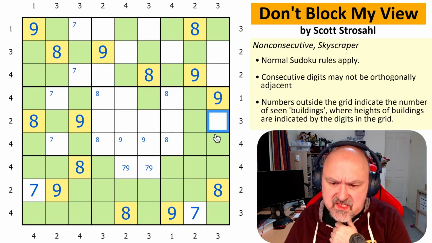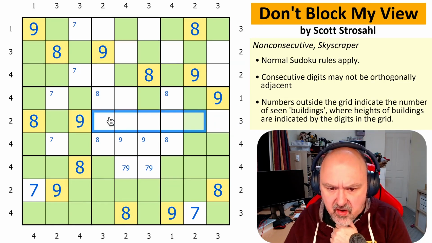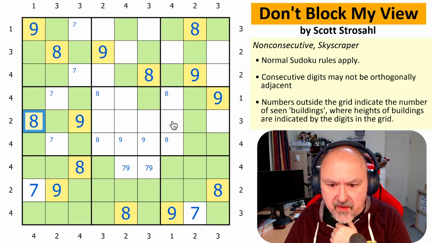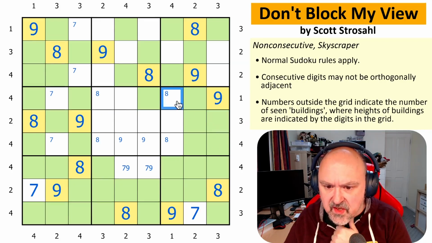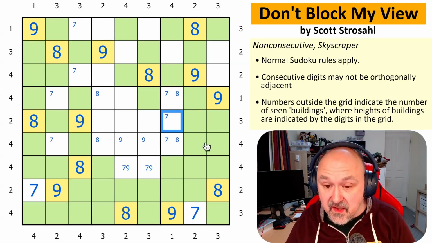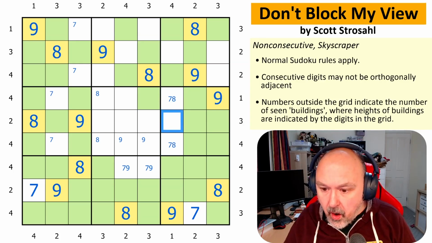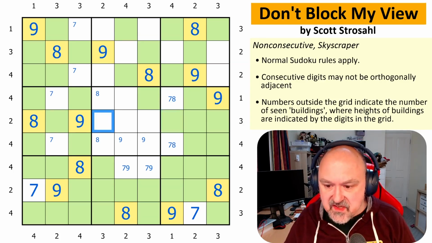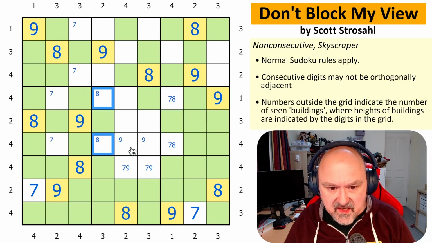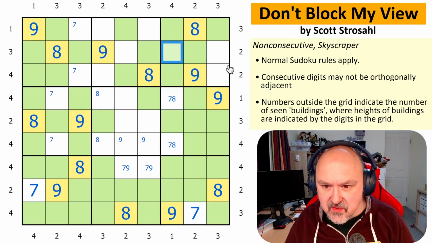Which means that can't be 7. Because if that's 7, I need something between 7 and 9 to make the 3 skyscraper clue, and the 8's not available. That's not 7. So 7 is in here, and it can't be in the middle, because if it's in the middle, it'd be next to an 8. That's not a 7. This is a 7-8 pair. That's not a 7, because it would be next to an 8. 7 is in one of those two, so that's not a 7. So 7 is in one of those two.